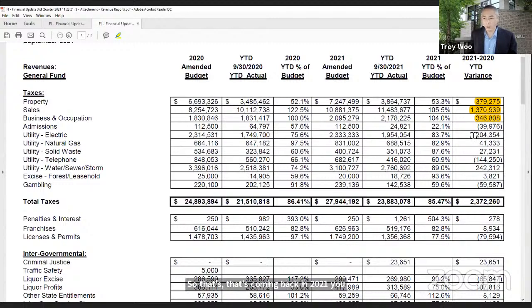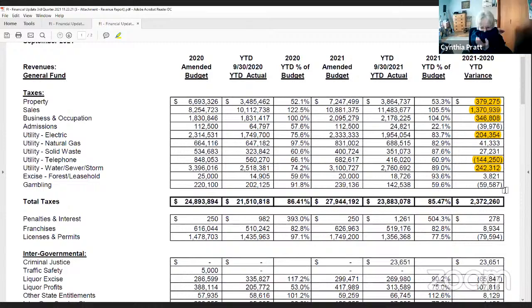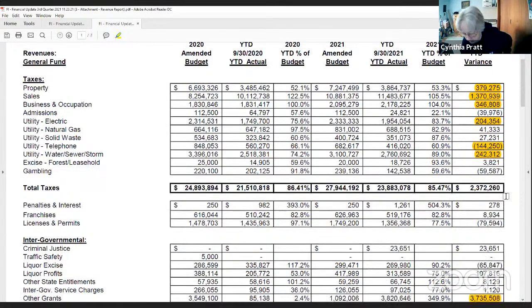Utility tax as a whole is up about $370,000. The main reasons are electricity and our city-owned utilities. I will point out that the telephone utility tax continues to drop. That's just been a trend for the last 5-6 years. There have actually been some accounting changes within that industry as well, and how the telephone companies report their revenues.